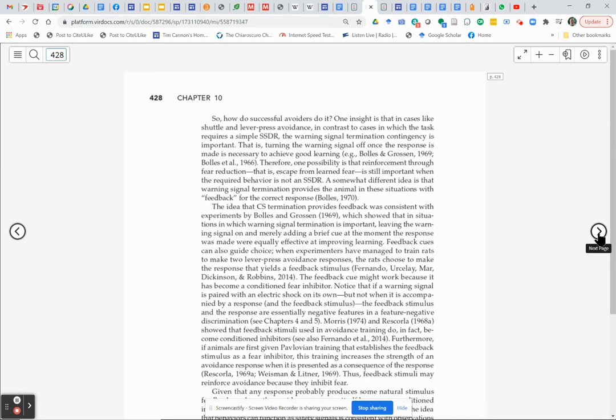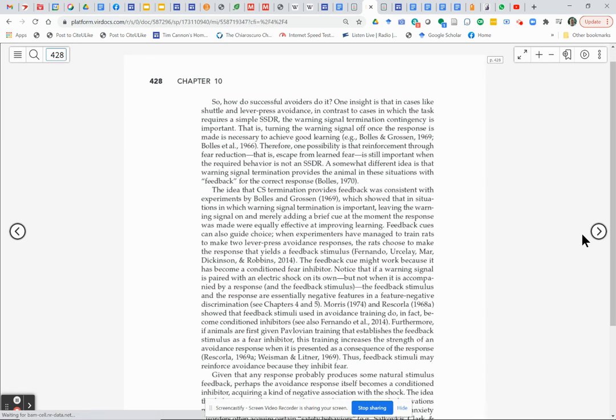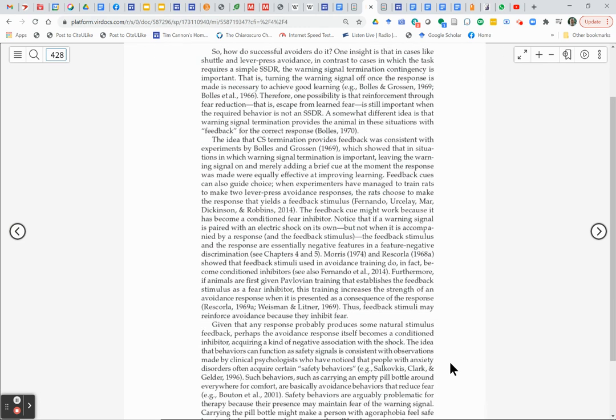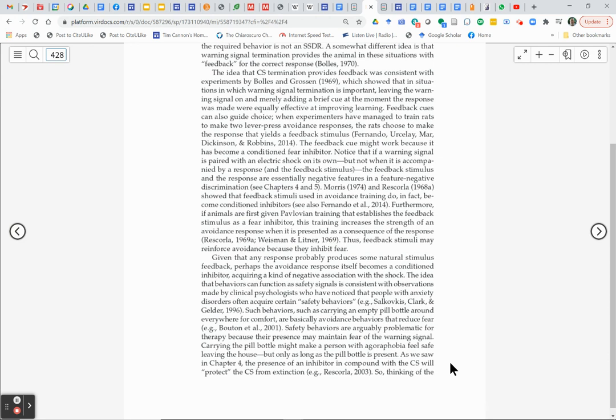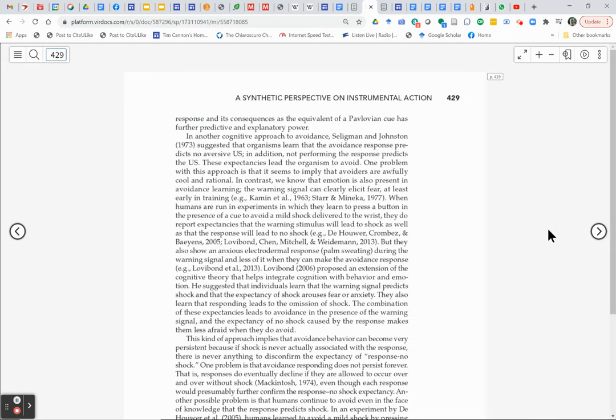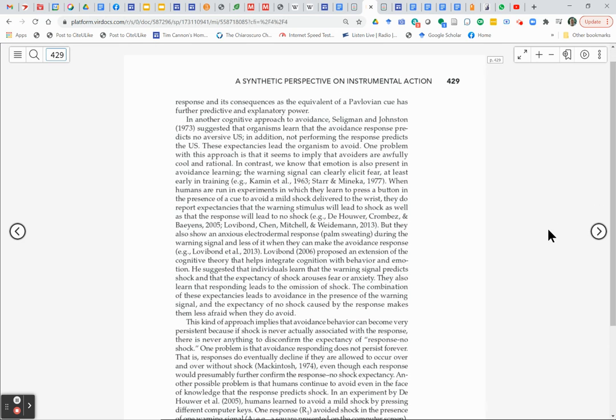And there's discussions here of feedback and multiple responses, and you get natural feedback, you can have artificial feedback. Agoraphobics bringing a pill bottle with them when you go out, knowing that you have something you can take if you need to. And there's a discussion of obsessive compulsive people having coping stimuli to reduce fear as well.